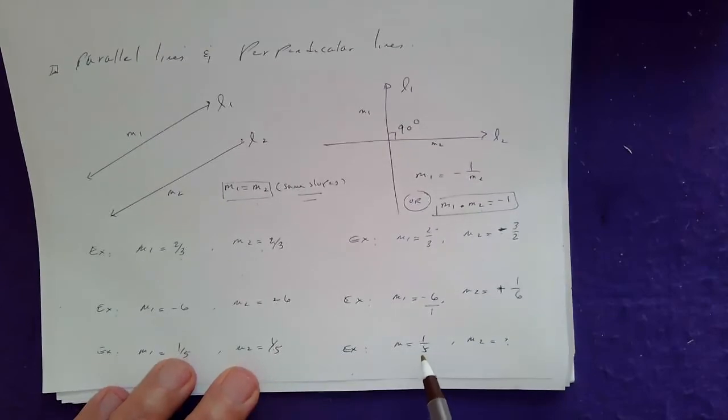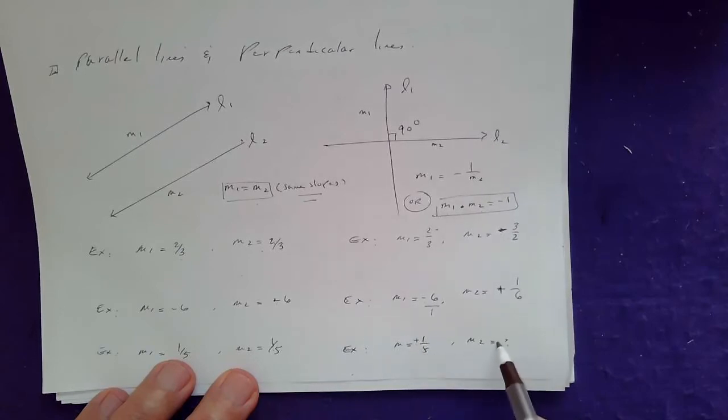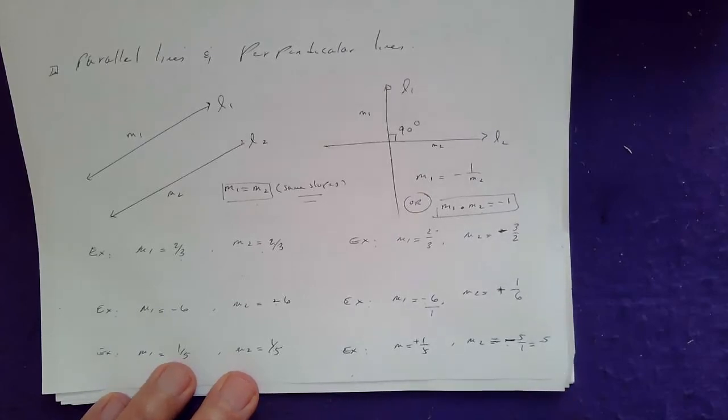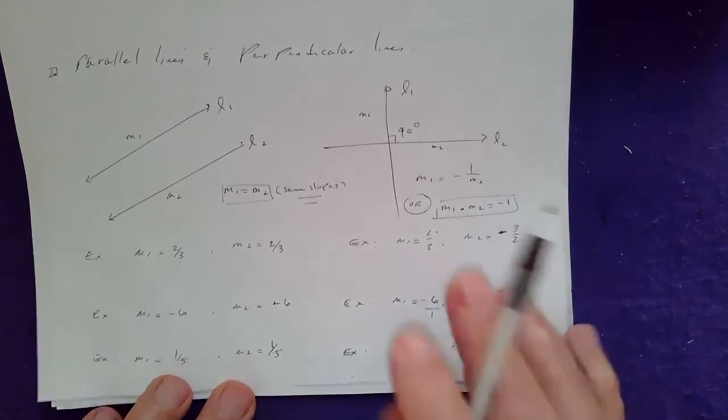If the slope of the first line is 1/5, the slope of the line which is perpendicular to this line is what? Opposite of positive is negative, correct? Negative. And then you flip the fraction, which is 5/1, so the slope is -5. How do you check this? You multiply -5 by 1/5, you should get -1.